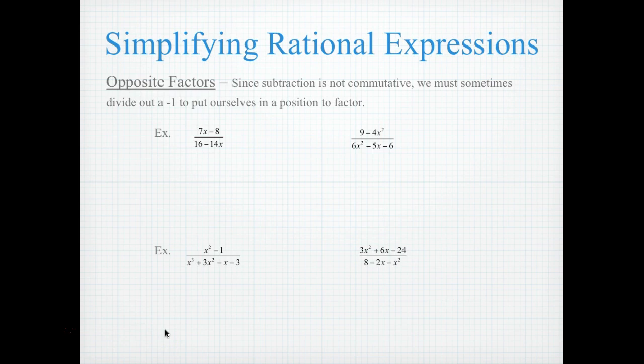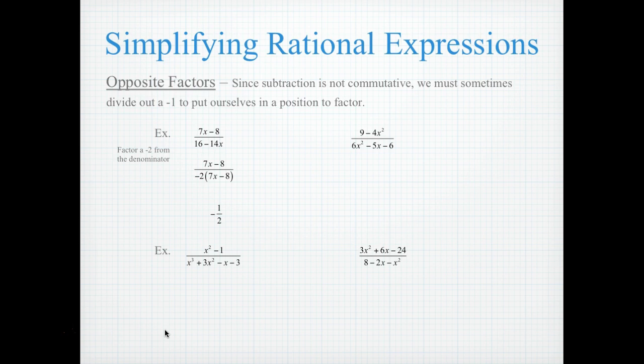In our next example, we're going to experience some opposite factors. Since subtraction is not commutative, we must sometimes divide out a -1 to put ourselves in position to factor. In the first example, we have 7x minus 8 over the quantity of 16 minus 14x. The numerator is prime, there is no common factor. However, we're going to divide out a -2 from the denominator, giving us -2 times the quantity of 7x minus 8.